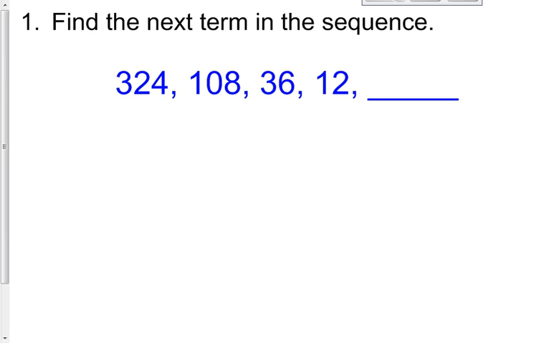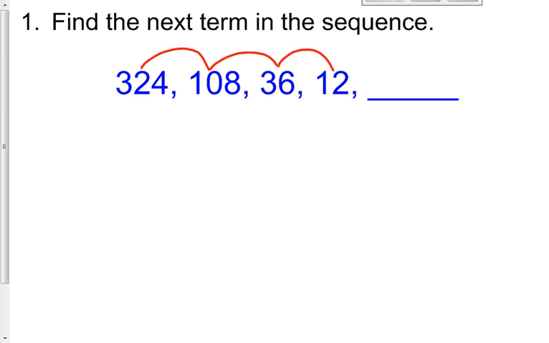So let's start putting this into practice. You're going to get some Excel math questions like this, which make us feel good about ourselves because they're really quite simple. Find the next term in the sequence. Well, how do you get from 324 to 108? How do you get from 108 to 36? How do you get from 36 to 12?